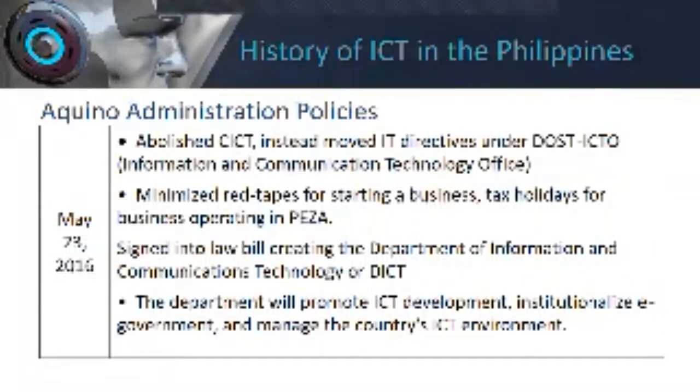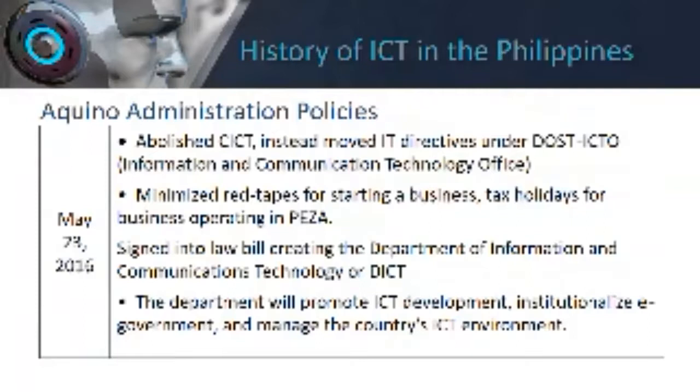The next administration is that of Aquino. During Aquino's administration, he abolished CICT, instead moved IT directives under DOST-ICTO, or Information and Communication Technology Office. Minimized red tapes for starting a business, tax holidays for businesses operating in PEZA. PEZA is Philippine Export Processing Zone Authority.